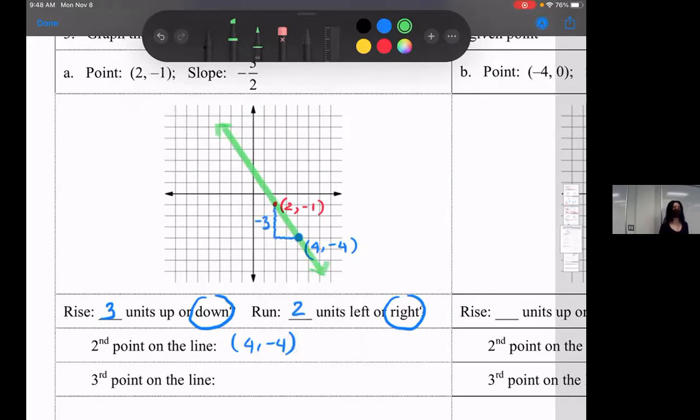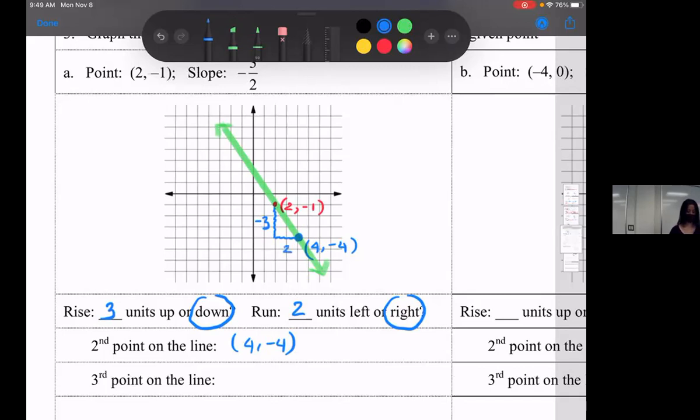All right. Oh, you count 1, 2, 3, 4. 1, 2, 3, -4. Okay. You just count. Okay. After you've done the slope, right? After you've done the slope.